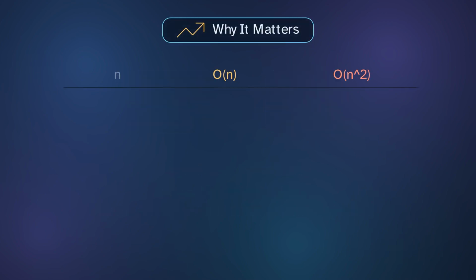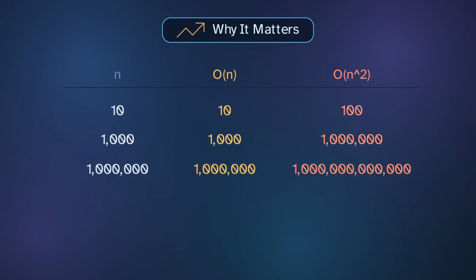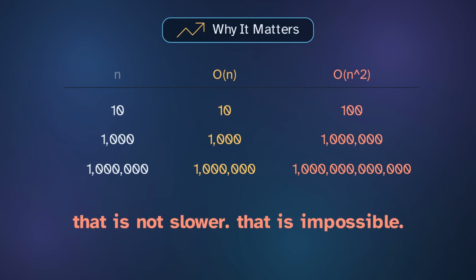Compare a linear method against a quadratic one, which we write as big O of n squared. With 10 items, one takes 10 steps and the other takes 100. Annoying but survivable. With 1000 items, one takes 1000 steps. The other takes 1 million. With 1 million items, one takes 1 million steps. The other takes a million million. That is not slower, that is impossible.